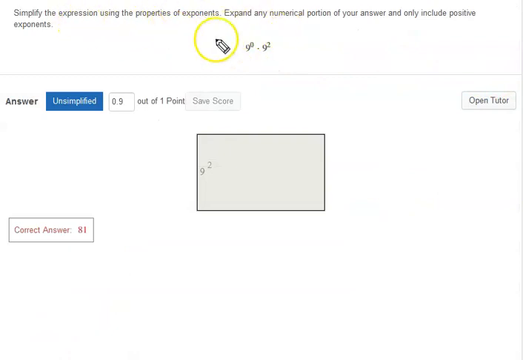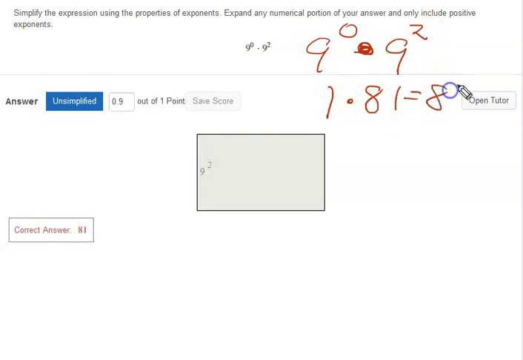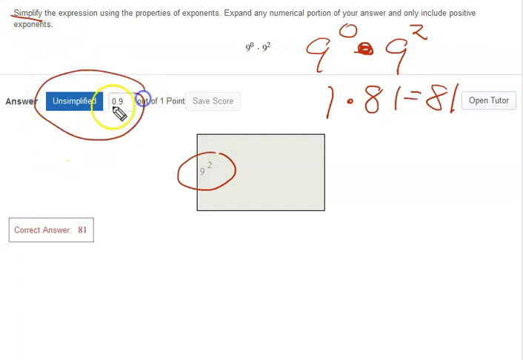Now, for something like this, working with exponents, anything to the 0 power is 1. So this is 1. And 1 times 9 squared, which is 81, is 81. Now, this person didn't simplify, which they're asking us to do. So again, they lost 1/10 of a point. Again, following their instructions gives you full credit.